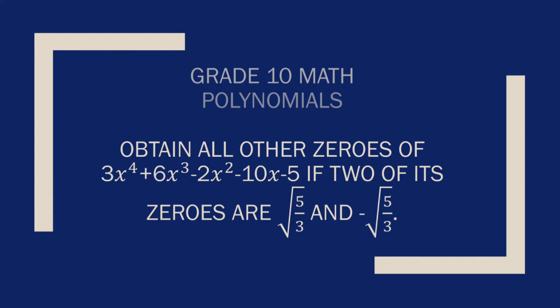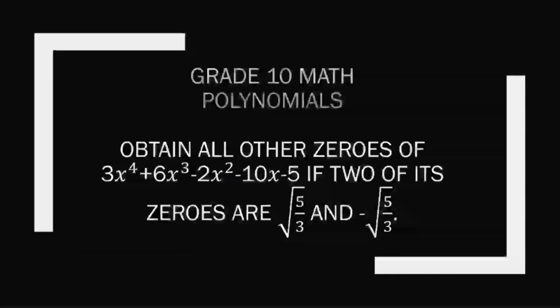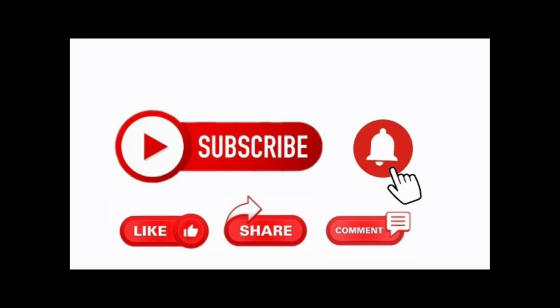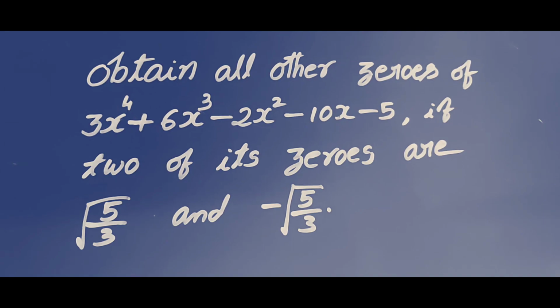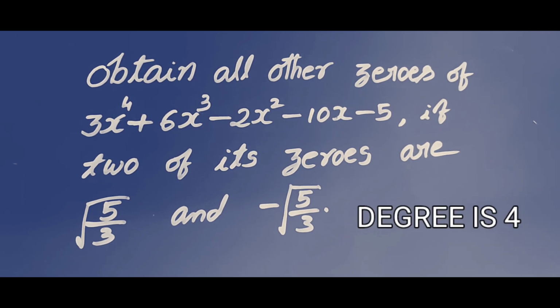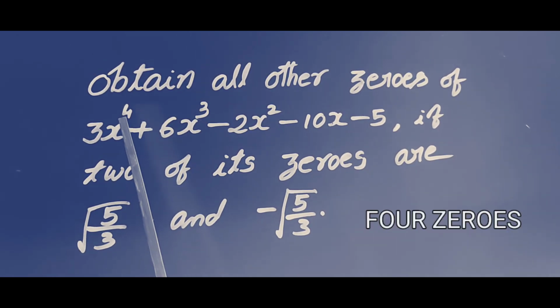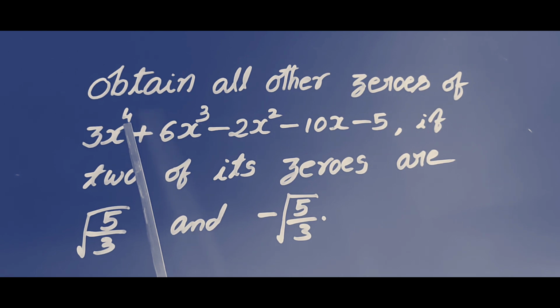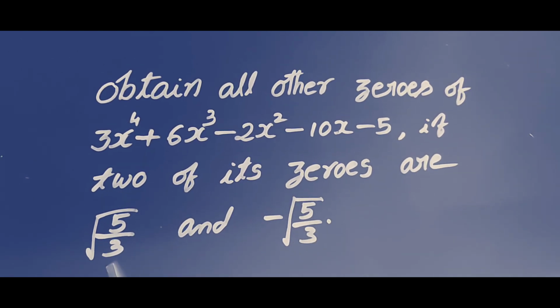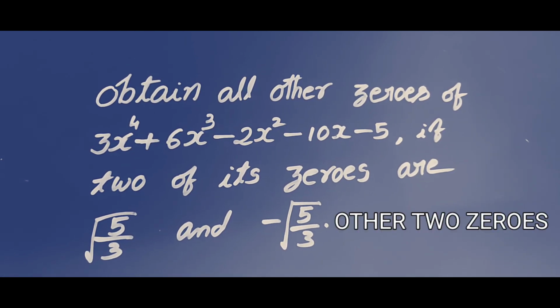This problem has been taken from the grade 10 maths reader, chapter Polynomials. In this video, I am going to show you how to create problems of this type. In this particular problem, the degree of the polynomial is 4. It has 4 zeros. Since 2 zeros are already given, we'll have to find the other 2 zeros.